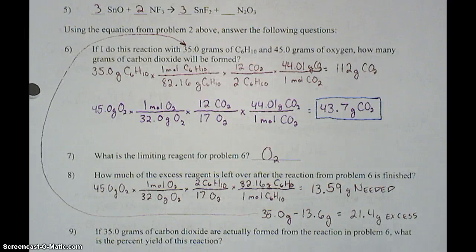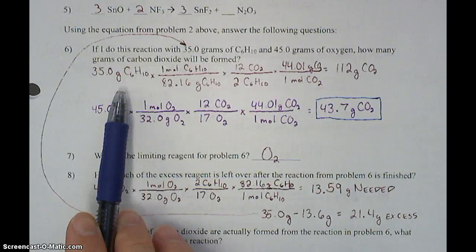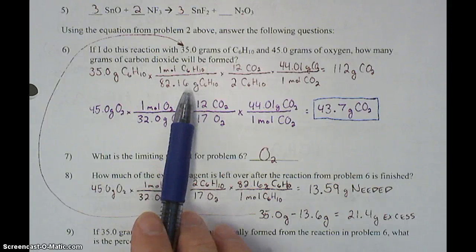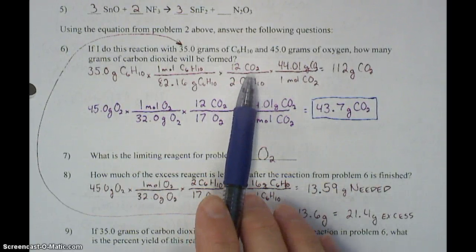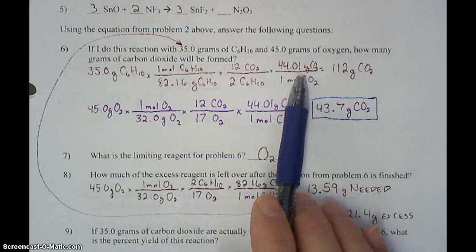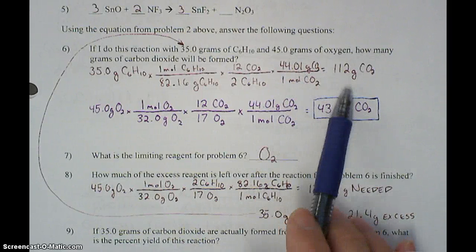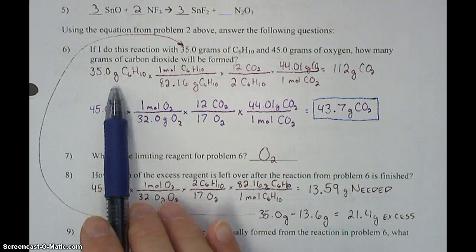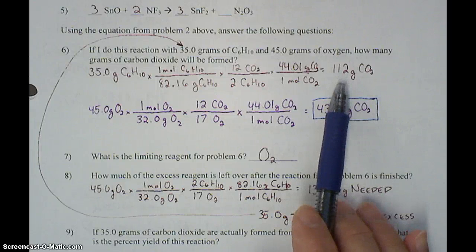So if I take a look at the work here, we can see that I've started with 35.0 grams of C6H10. I converted that to moles using the periodic table and the molar mass. Using the balanced equation, there are 2 moles of C6H10 for every 12 CO2 that are produced. And then for every 1 mole of CO2, there are 44.01 grams of CO2 according to the periodic table and the molar mass values. And that would give us 112 grams of CO2. What that means is that if I used up all 35 grams of C6H10, I could produce 112 grams of CO2. We don't know that that actually happened though.